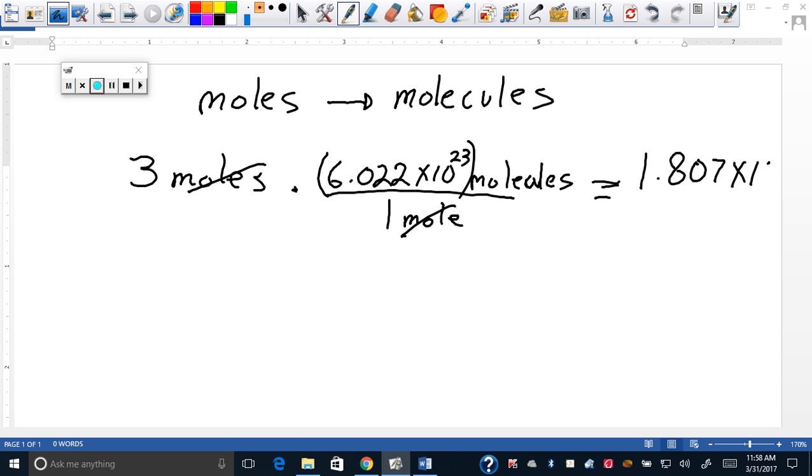1.807 times 10 to the 24th. And you're going to get molecules. Why did we use the 6.022 instead of the 3? How many molecules are there in 1 mole? 6.02 times 10 to the 23. In parentheses, because if you don't do that, then it'll just go left to right. You want this in parentheses. Make the calculator do order of operations correctly.